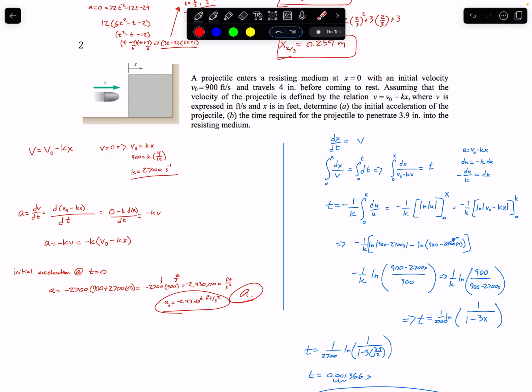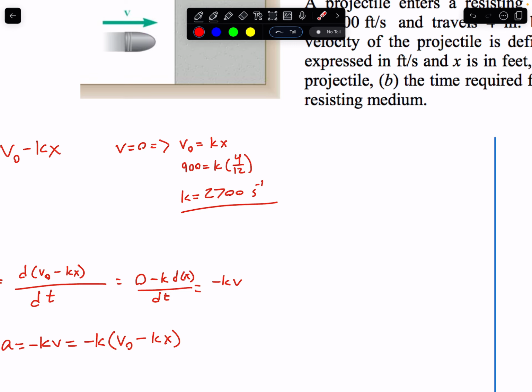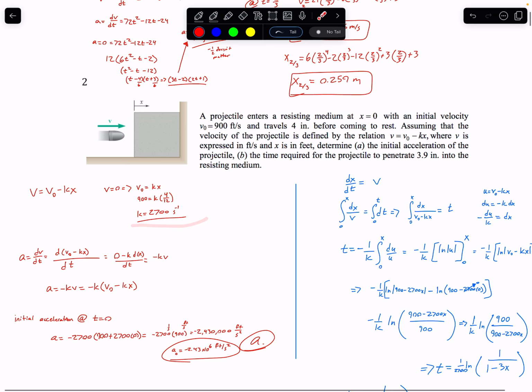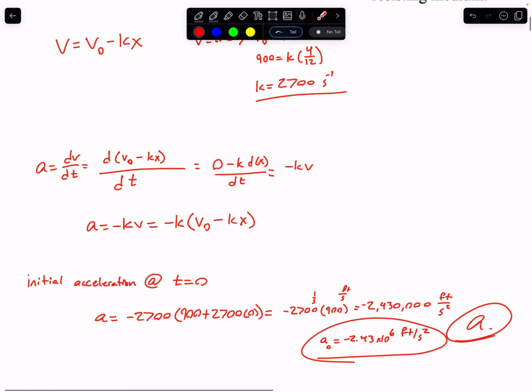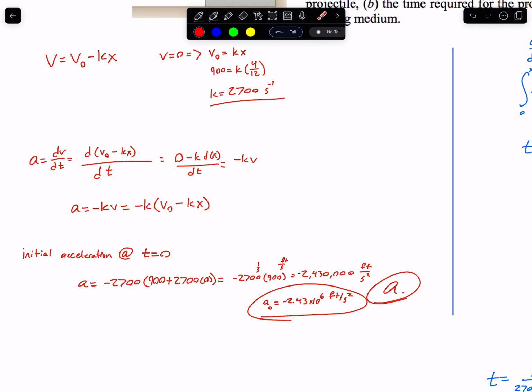We know that if it has traveled 4 inches, we can find the k of the resistance medium by taking the initial velocity and dividing it by the distance traveled, and that gives us a k of 2,700 per second.